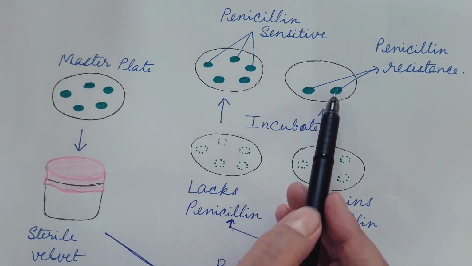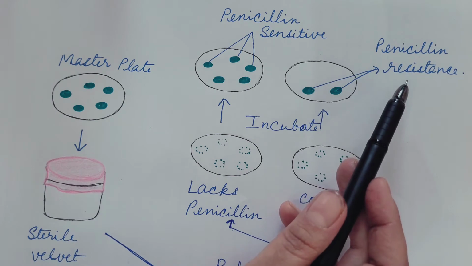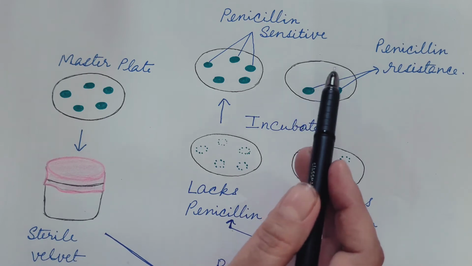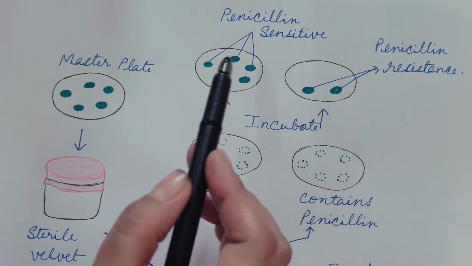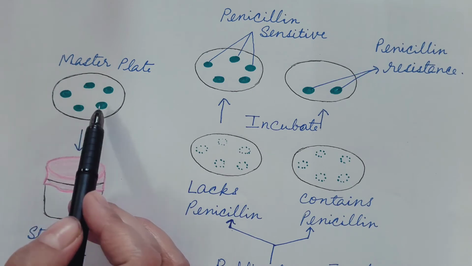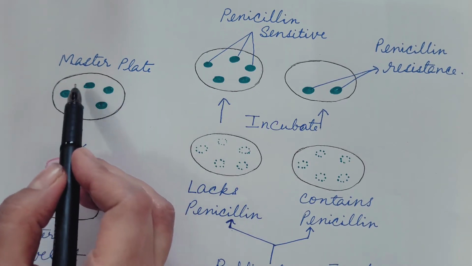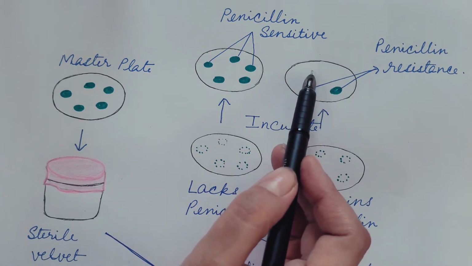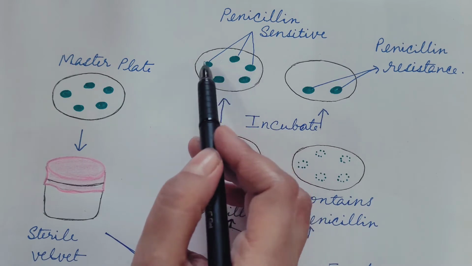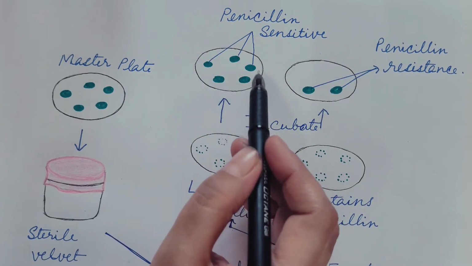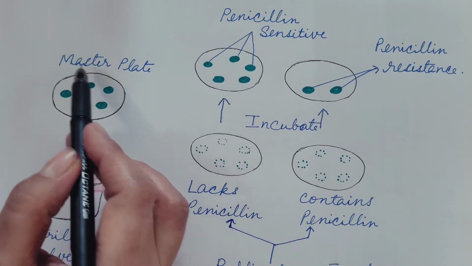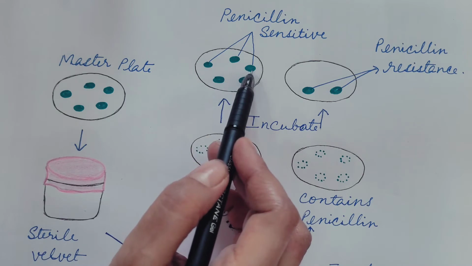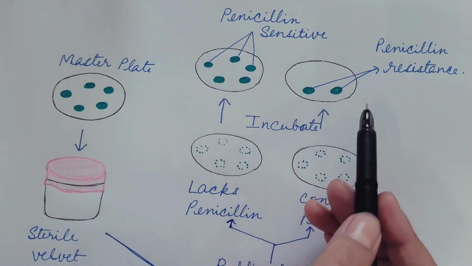Then these are incubated. So in this medium all the colonies grow. Here only two colonies are growing. These are the penicillin resistant colonies which are able to grow in the presence of the penicillin. Others do not grow if we compare it to the master plate. So we can say that the other colonies which do not grow on this penicillin-containing plate are actually the penicillin sensitive cells. So if we compare these two plates with this master plate, we can tell these three colonies are penicillin sensitive and these are penicillin resistant.